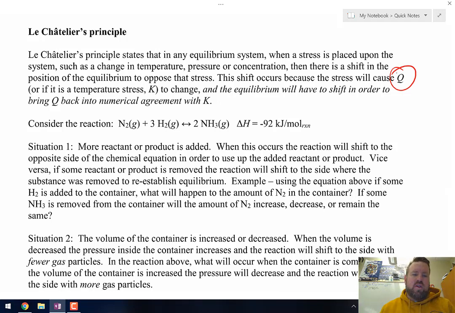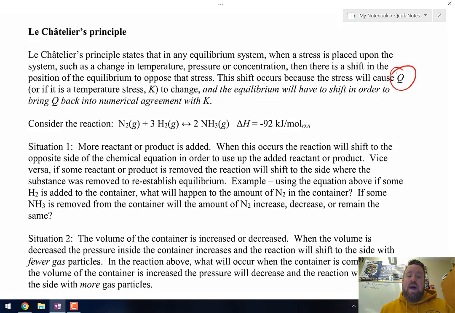According to Le Chatelier's principle, when a stress is placed upon a system, such as a change in the temperature, pressure, or concentration, there's going to be what's called a shift in the position of the equilibrium to oppose that stress. We've learned that it doesn't matter where you start. Once a reaction reaches equilibrium, you always have that same ratio of products over reactants.